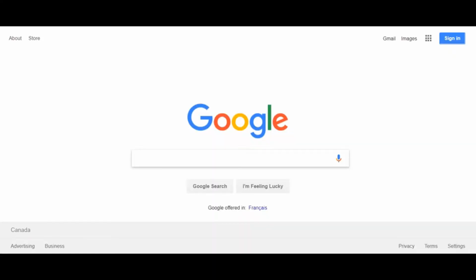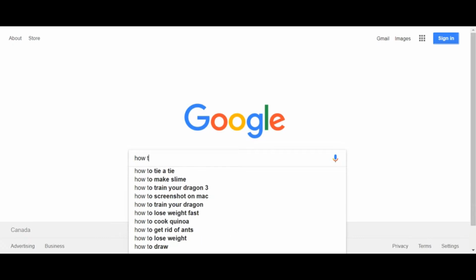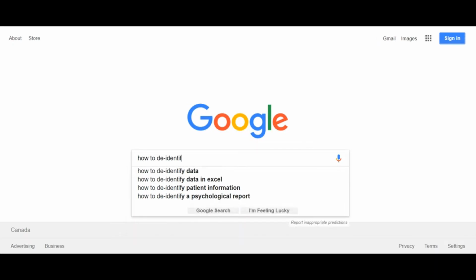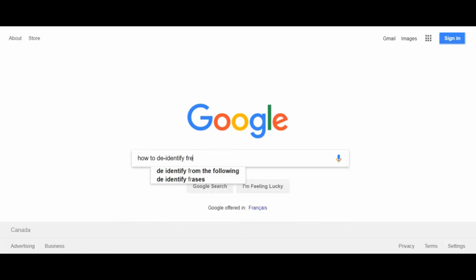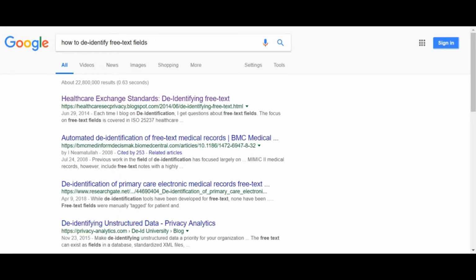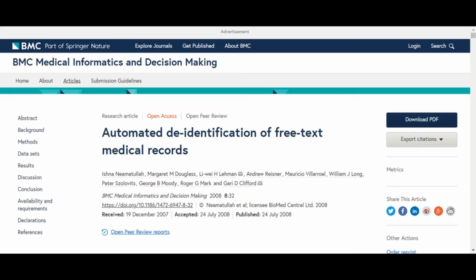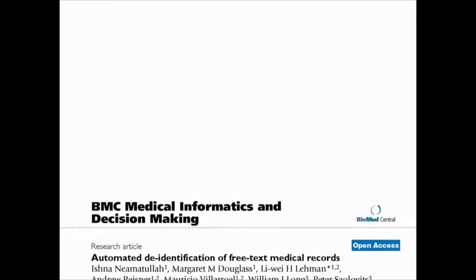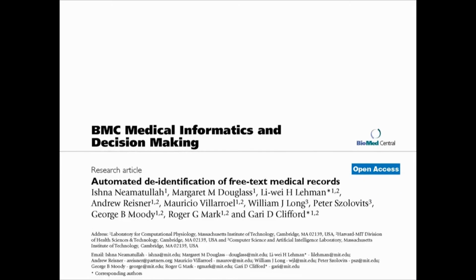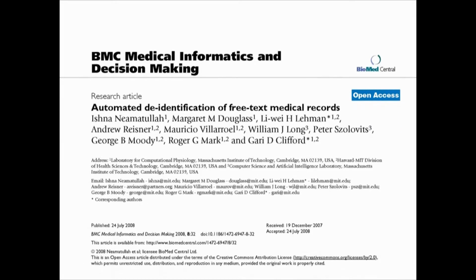But how? What do you do when you don't know how to do something? You Google how to, right? No, we didn't. We did a literature search on the identification of free text fields, and a BMC paper from MIT took my attention. Interestingly enough, this is also the second result of a how-to Googling. Ishna Amatola and others had developed a pattern matching identification algorithm. They developed open source software in Perl which uses a few dictionaries to identify PHI.